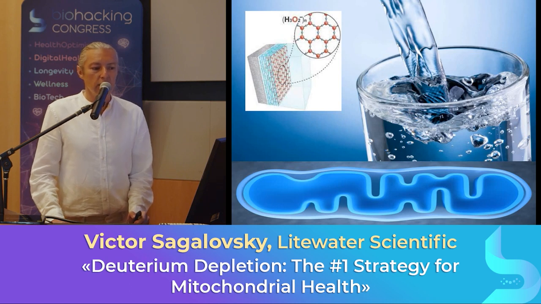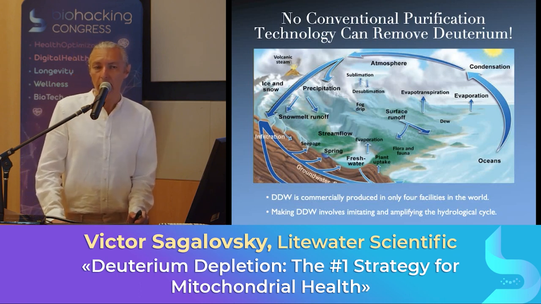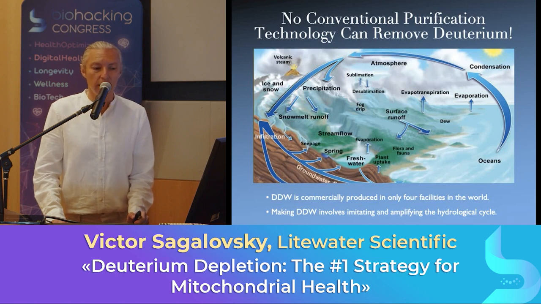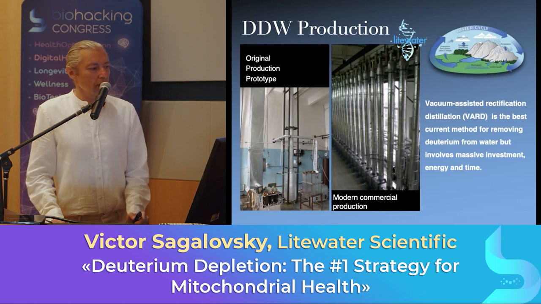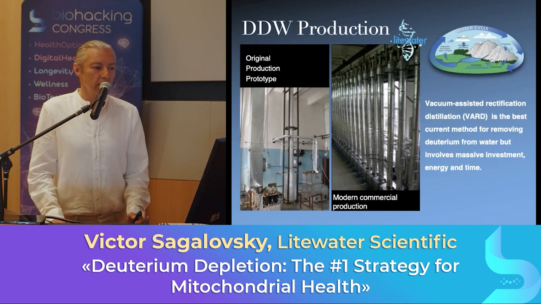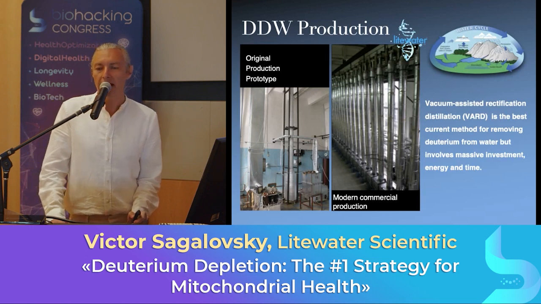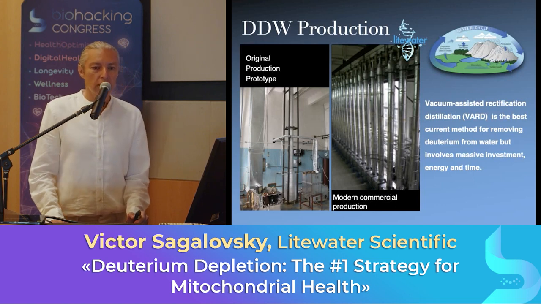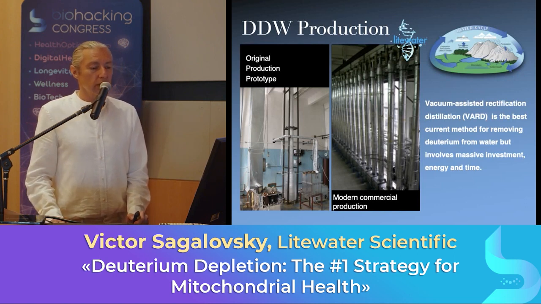And so what we did is we just studied the hydrological cycle, because in certain parts of the planet, as I said before, there are waters that have less deuterium, and it's because of the hydrological cycle and how it works. I don't have time to get into it. However, this is what our production prototype looked like, and now our modern commercial production. Vacuum-assisted rectification distillation is the name of the technology that we use, and there's only a few factories in the world that are able to do this right now. But what we have discovered and what we're offering is a new standard in water purity. And eventually this standard will be taken up by everybody. It will be accepted, but right now it's just being introduced to the world.